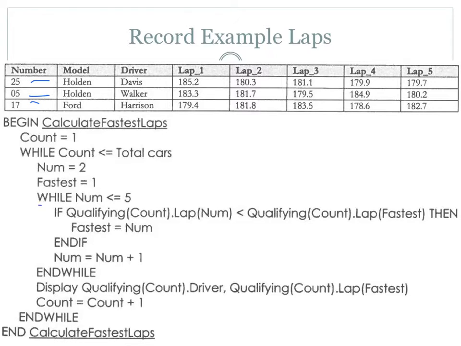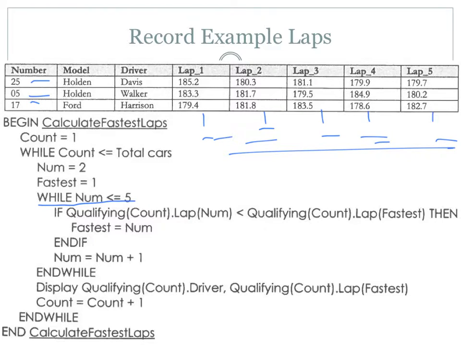While num is less than or equal to 5, because there are 5 laps: if in the array, whatever count you're at, dot lap, whatever number you are, starting at 2, is less than qualifying count dot fastest, then the fastest equals whatever number you're on. So basically you need to start at 2 because you can't compare lap 1 to anything. You're comparing that to that, and that to that, to find whichever one is the fastest. So you're basically looking to see which was the fastest lap.